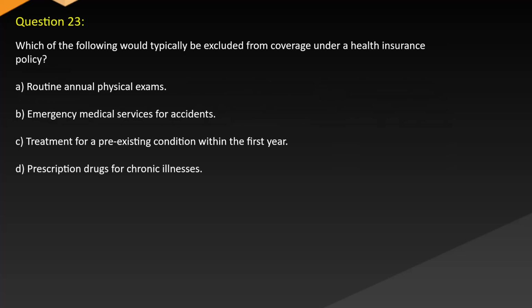Question 23. Which of the following would typically be excluded from coverage under a health insurance policy? A. Routine annual physical exams. B. Emergency medical services for accidents. C. Treatment for a pre-existing condition within the first year. D. Prescription drugs for chronic illnesses.